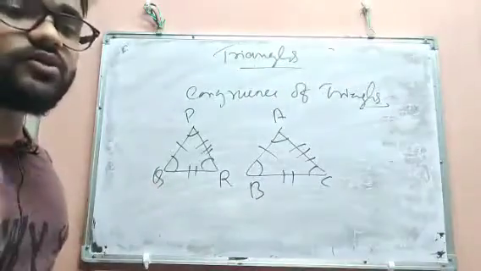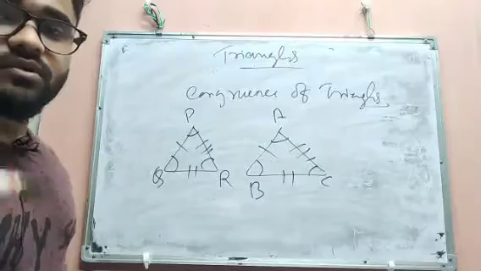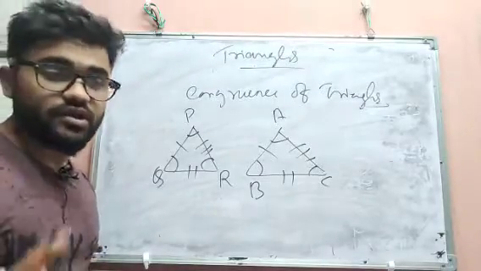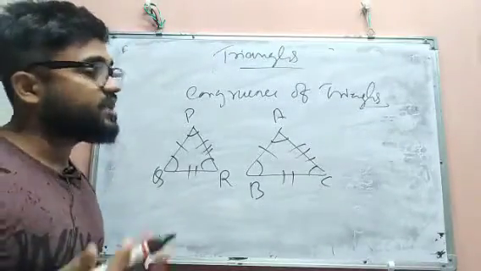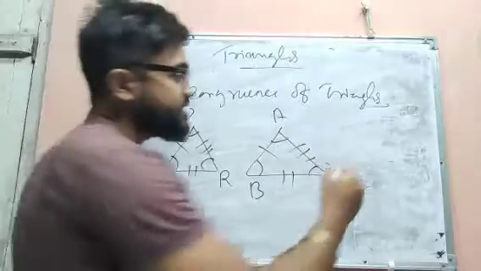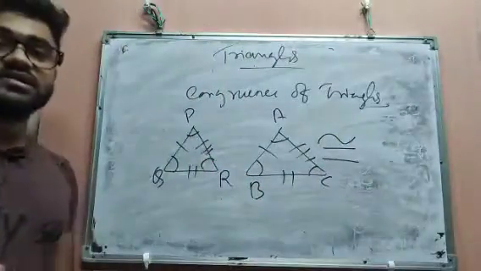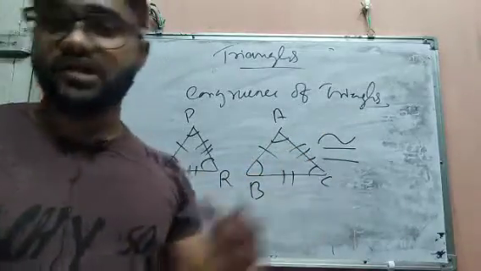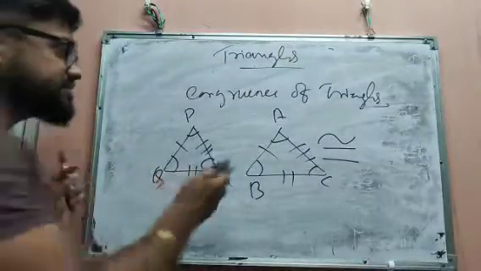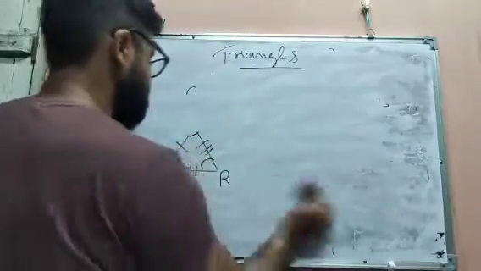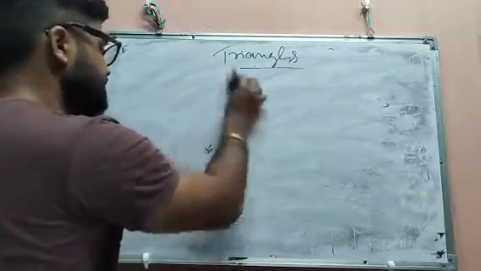Now the question is how to write the congruence. Okay, so we do not need to write the word congruence. To mean congruency, we simply write it like this way. This is the symbol of congruency of two triangles. Okay, now there are some criteria when two triangles are said to be congruent. So let me explain that.